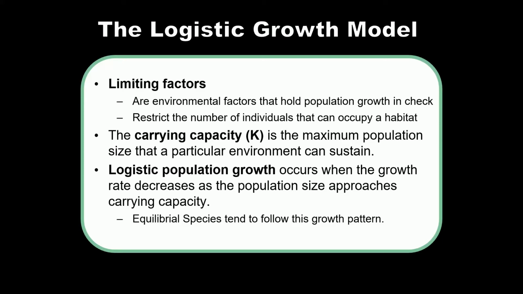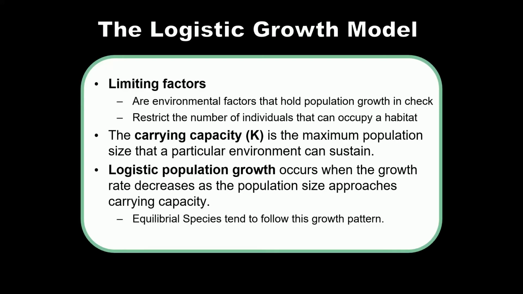There's other ones as well, though. So for example, if this is an area that is prone to frequent forest fires, your population size is never going to get over a certain limit, because as soon as you grow higher and higher and higher, a forest fire comes through and eliminates some large portion of your population. So that could be part of a limiting factor.